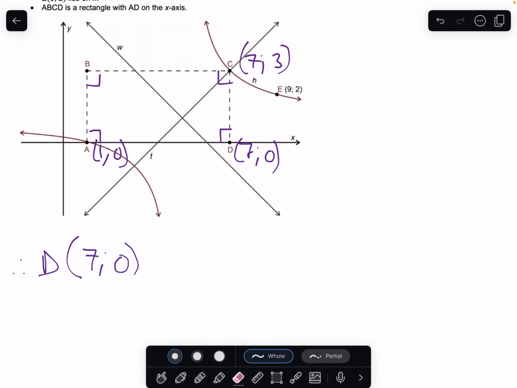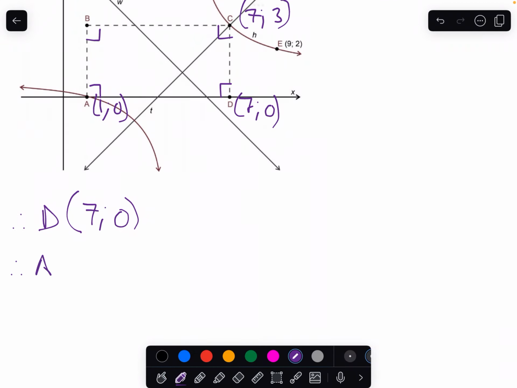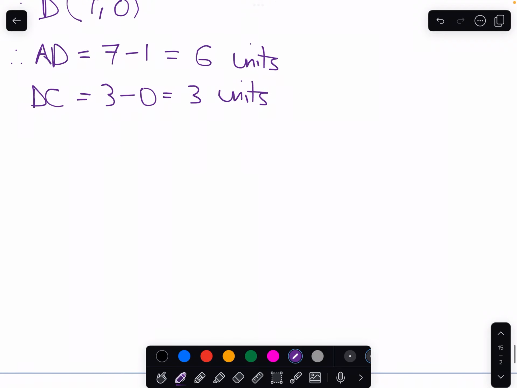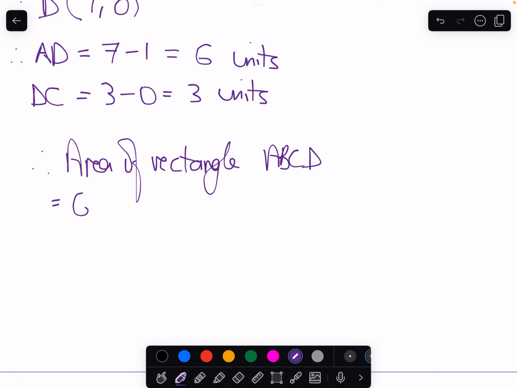Right, all we need is the length and the breadth. So AD is equal to 7 minus 1 units, which is 6 units long. And CD is going to be 3 minus 0, which is 3 units long. And so all in all, area of rectangle ABCD will be equal to 6 times 3, which is 18 square units.